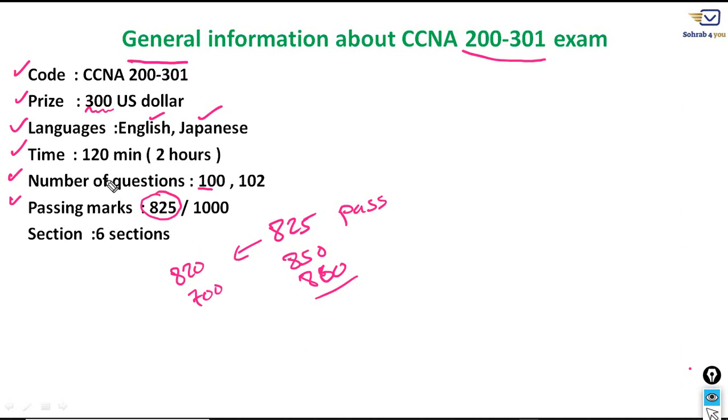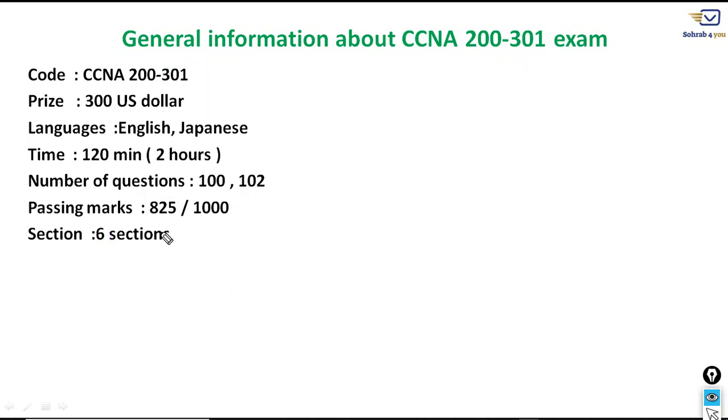700, it is fail. So how many sections does this have? It has 6 sections, or 6 parts, or 6 categories. So simply, guys, this is the code. The price is about 300 US dollars. Language is English and Japanese. Time is 120 minutes, equal to 2 hours. Number of questions, 100 to 102. Passing marks, minimum is 825, maximum is 1000. How many sections does it have? It has 6 sections. Okay, so now let's move to the next topic.